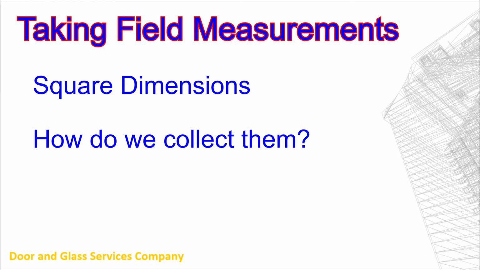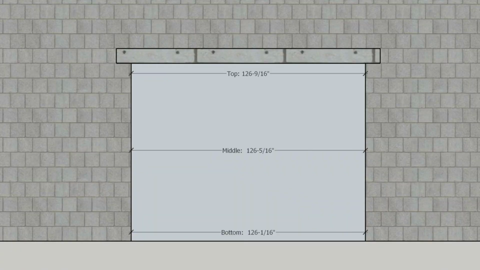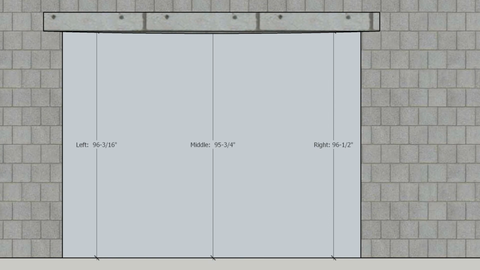So how do we collect square dimensions? We're going to start by measuring the width at the bottom, the middle, and then the top. We're going to record the smallest of these dimensions. It's important that we use the smallest dimension because we know that we're likely to have some amount of error in the size of the materials that will be placed into the opening. And to prevent a collision of those materials, to make sure that they fit, we want to use the smallest dimension. And we're going to do the same thing for the height.